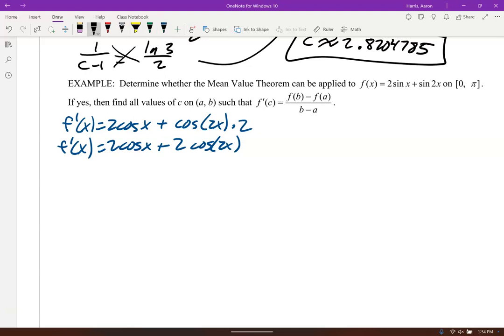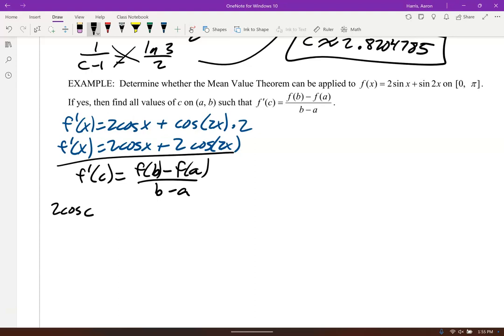So let's go ahead and take f prime of C equals f of B minus f of A all over B minus A. We took the derivative. Here it is. I'm just going to make a C there instead of x, equals f of pi minus f of 0 over pi minus 0.